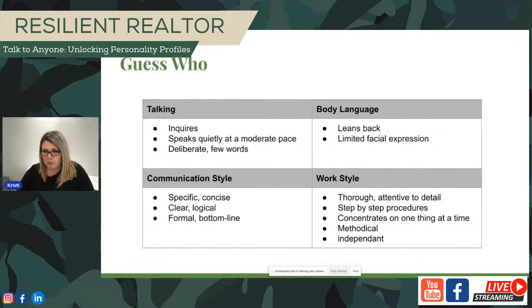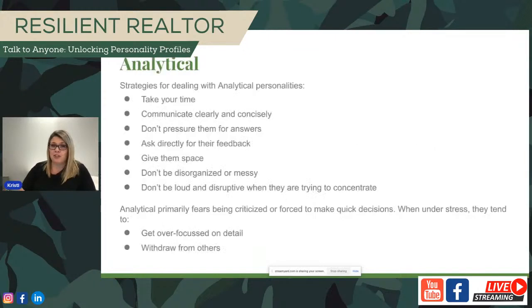So I've got a couple people came in. So Meryl says C. Another person said D. Another one said C. What about here in the room? What do you guys think? Are we talking about a C, or also known as an analytical? Yes, you guys are correct.